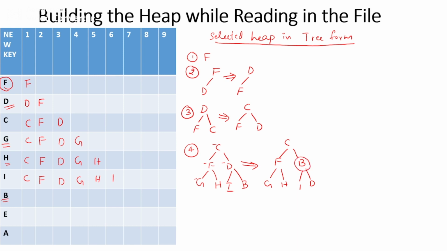Once again compare it with its parent. This is smaller than C. So again you need to change it. So I will get B, F, C swapped and G, H, I and D. Now read it from the root. B, F, C, G, H, I, D. That I need to write over here. I can write it as B, F, C, G, H, I, D.